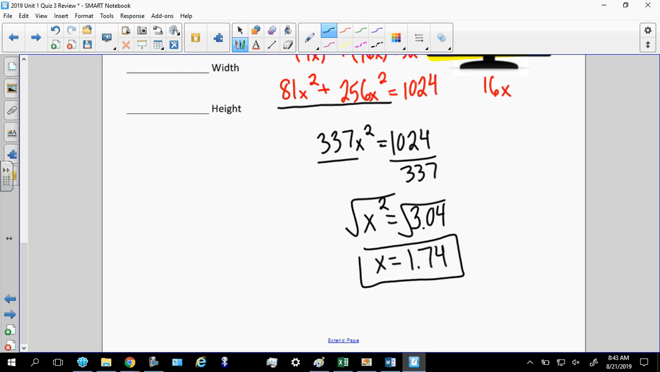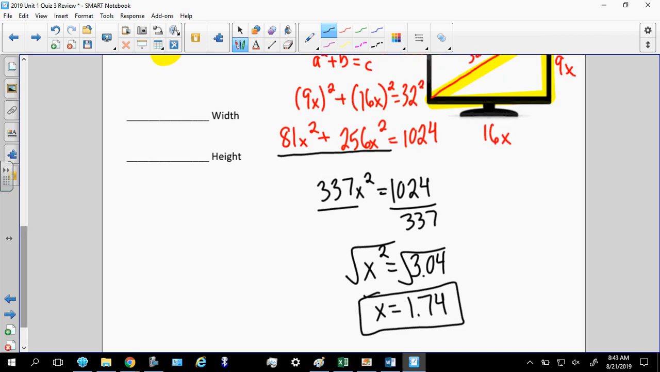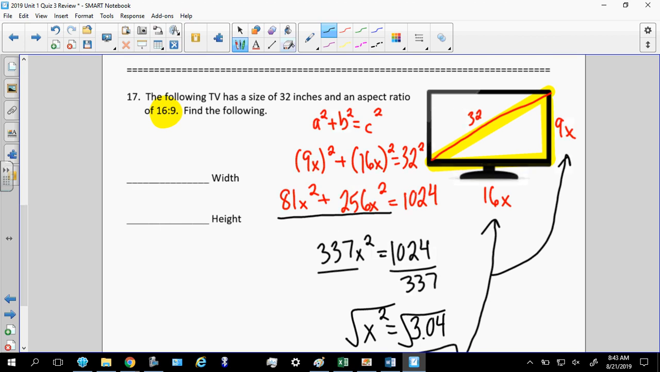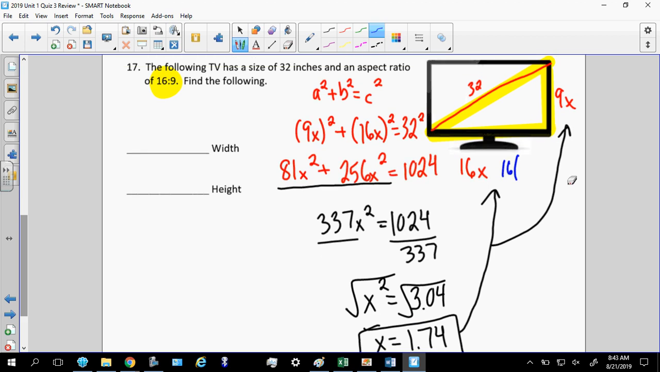Okay, now you're not done, because you need to take the 1.74 and apply it to the width and the height. You already did all the heavy lifting. So to find the actual width, let's do this in blue so it stands out. Just take 16 times 1.74, and you get a width of 27.8 inches. Same thing for the height: 9 times 1.74, and you have a height of 15.7 inches.